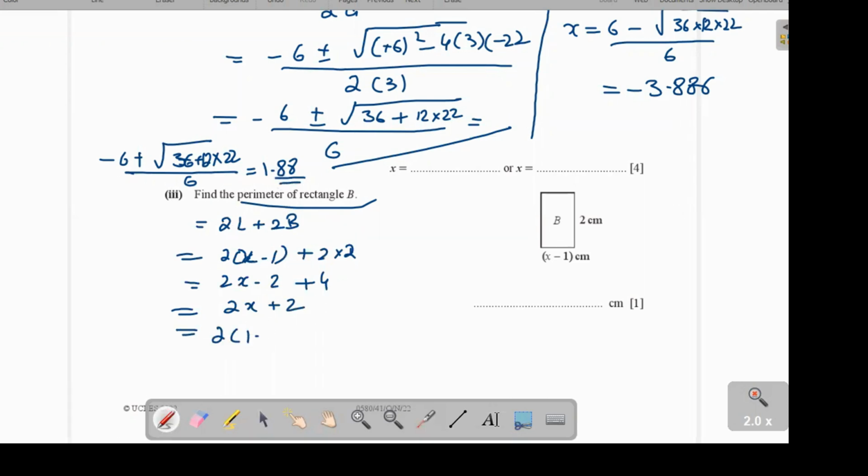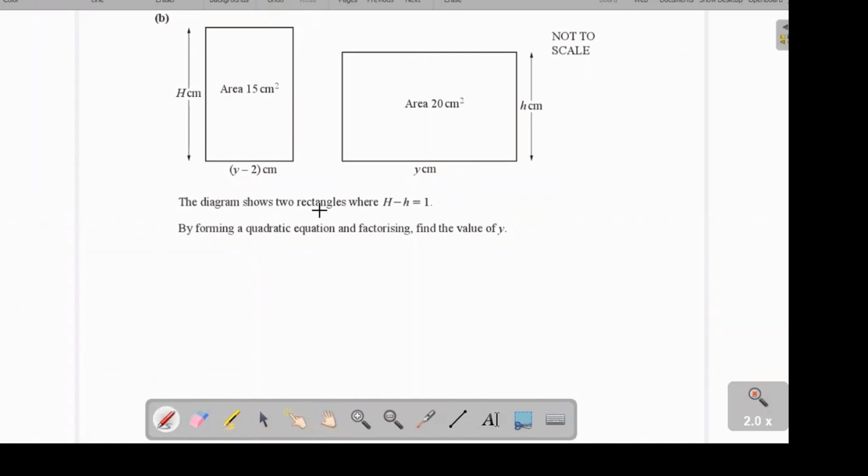Now we take the 1.886 value, multiply by 2 and add 2. Now calculate it. 1.886 multiplied by 2 plus 2. The answer is 5.7. This is the perimeter of rectangle B.